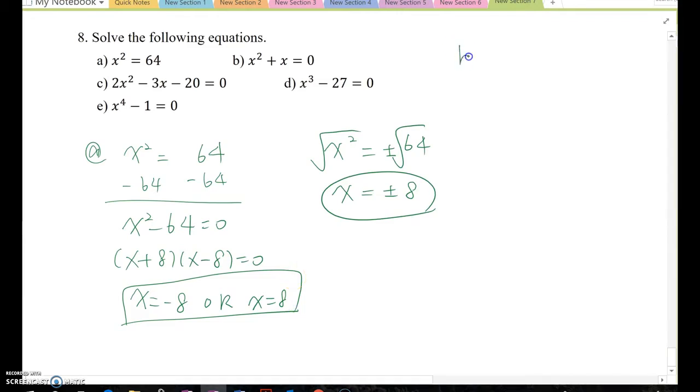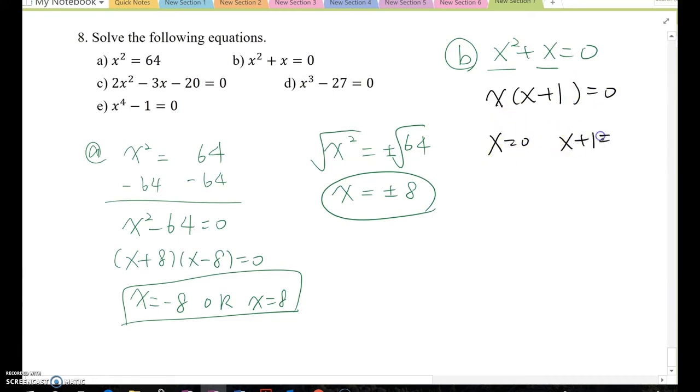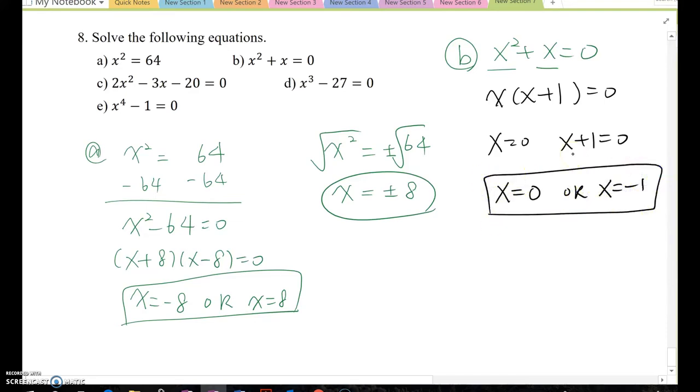Okay, B is x squared plus x equal to 0. First of all, you have to see whether you can find a common factor. As you see, it has x squared and x term, so you can factor out x, then x plus 1 equal to 0. So just make x equal 0 and then x plus 1 equal to 0. Therefore, x will be 0 or x equal to negative 1. That will be B answer.